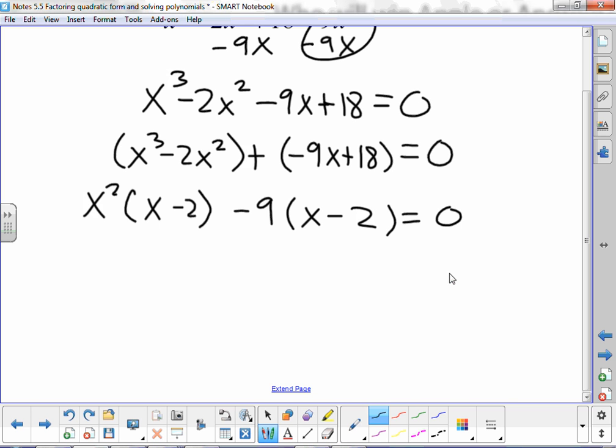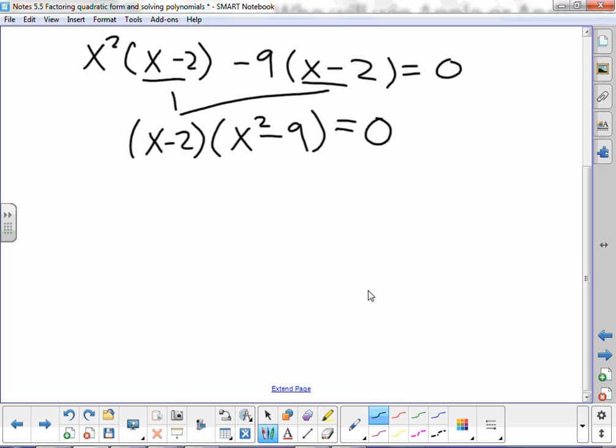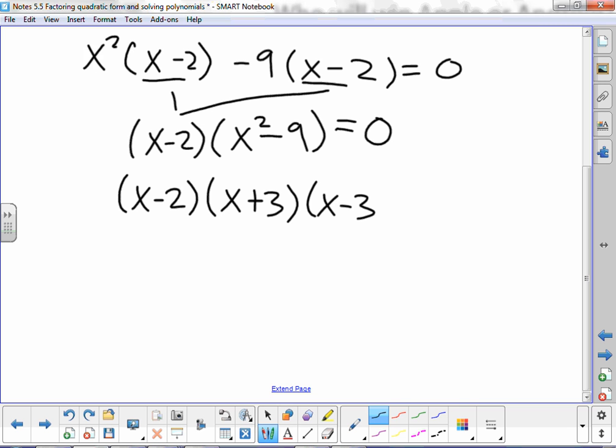All right. Two groups are the same, so I'm going to pull them out front. X minus 2, x squared minus 9 equals 0. This is now another pattern, quadratic pattern, difference of squares. So you're going to do x minus 2, x plus 3, and x minus 3 equals 0.